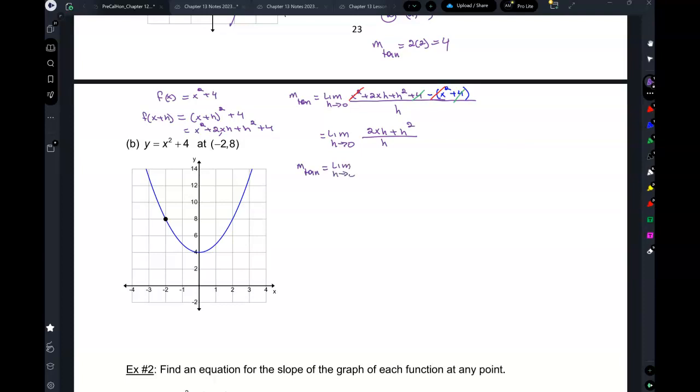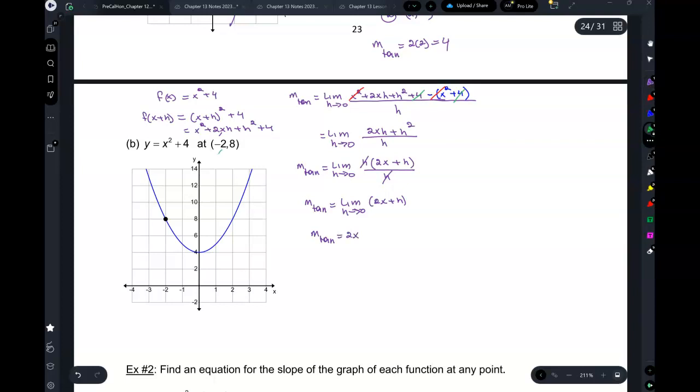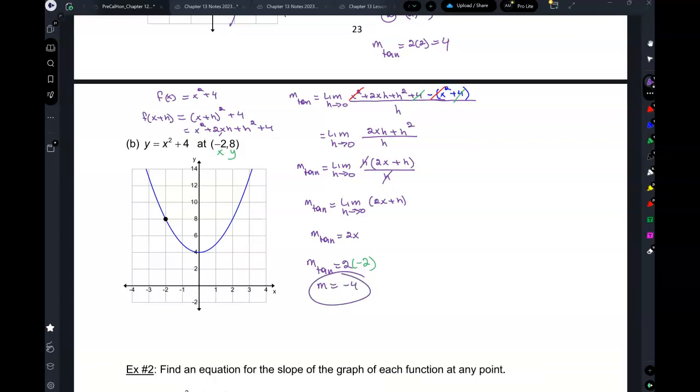This is the limit as h approaches 0. Factor out an h. (2x plus h) over h. This goes away. So now the slope of the tangent line is, I put the 0 into h now, right? So it's the limit as h approaches 0 of 2x plus h. I put the 0 in, so what do I have left? 2x. But I need to find this at the point (-2, 8). So now the slope of the tangent line will be 2 times negative 2, negative 4. So when I draw a tangent line over there, the slope of that will be negative 4.